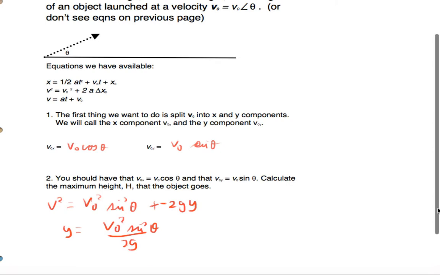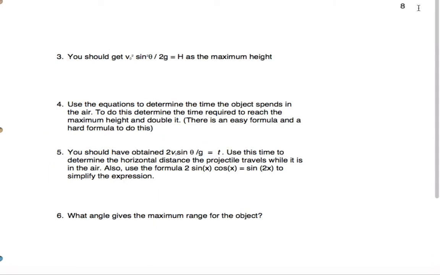Similarly, if you want to get the hang time, you can use v equals negative gt plus v naught. Here we're going to get 0 at the top, so 0 equals negative gt plus v naught sine theta. This will give us half the time to just get up to the top, and we'll double it to get the time going down. When we do that, we end up getting this little guy right here.